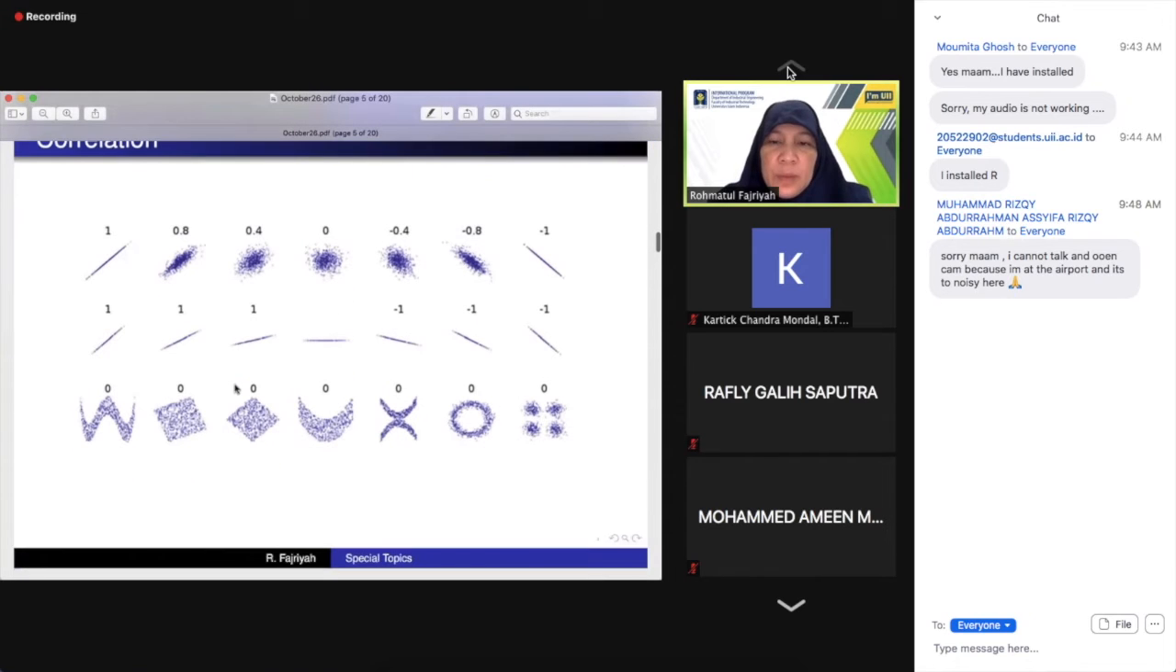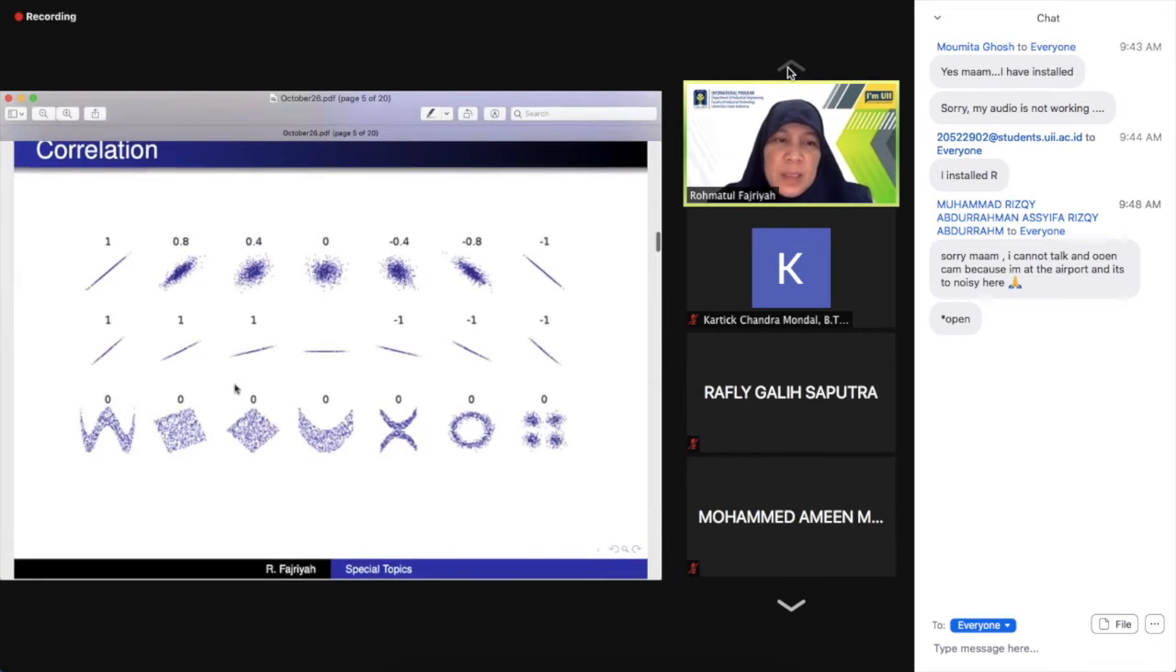And another illustration about correlation is something like this. We can see that if we have this picture, which has a value 1, this means there is association or relationship, and the degree of its correlation is 1, which is positive. If it is like this, okay, the second one, this is the illustration or visualization when your correlation value is about 0.8.